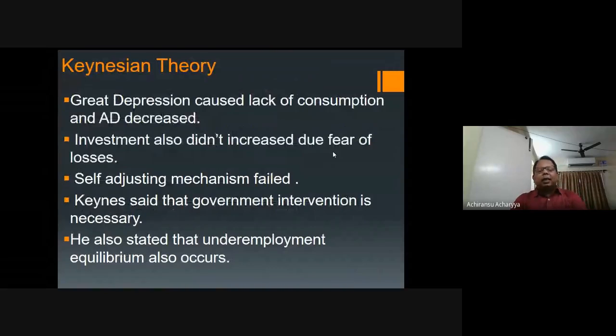So what Keynes said was that given this scenario, you should address this Great Depression by increasing your investments, increasing government expenditure, because this Great Depression is happening because of lack of consumption, and your aggregate demand has decreased. The investment also didn't increase due to fear of losses, and the classical self-adjusting mechanism failed. Keynes said that government intervention is necessary. He also stated that underemployment equilibrium could occur.